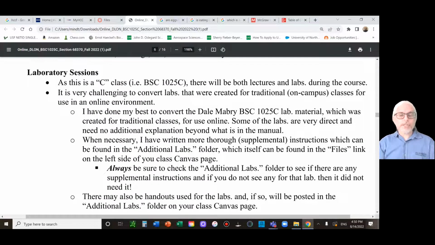There's your laboratory sessions. Remember, you're taking really 2 courses, a lecture and a lab class. I do not know if this satisfies your lab requirement. You have to go talk to your degree program, talk to the advisors, and find out. But this has both lecture and lab material, which is what I'm explaining here.